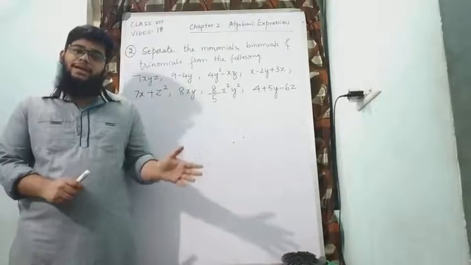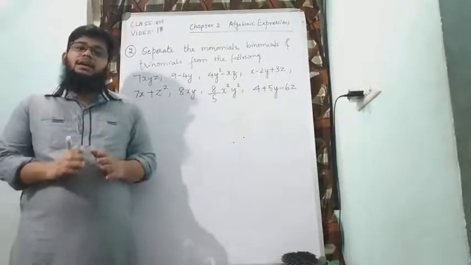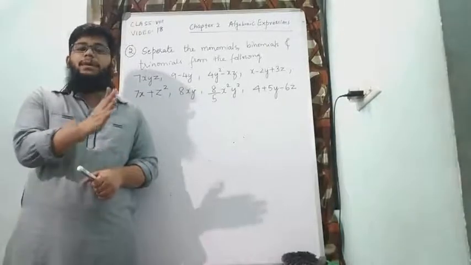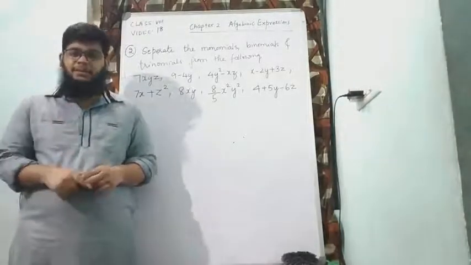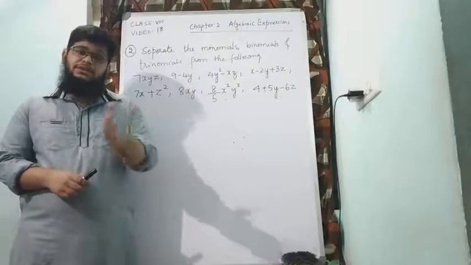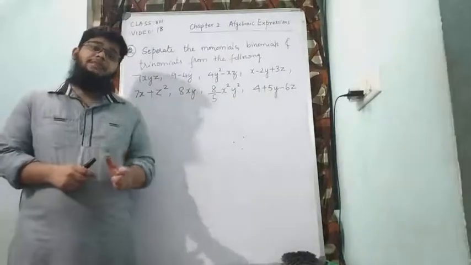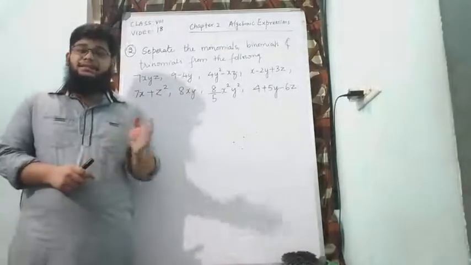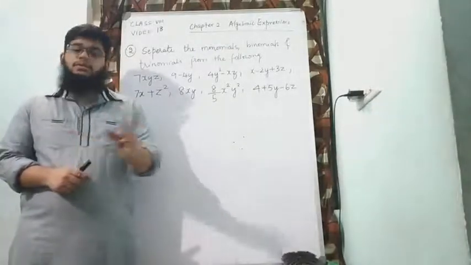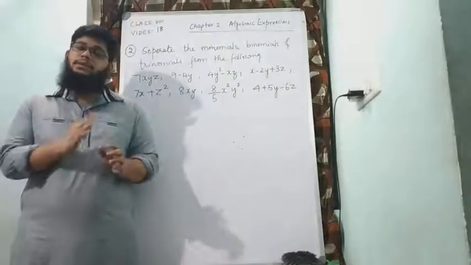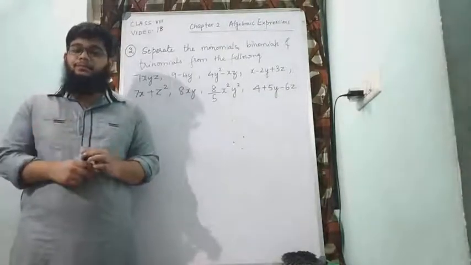5x, 2y, 7xyz. You can call them separate terms only if they are separated by a plus sign or a minus sign in between. For example, 7 plus x are two terms. 7 is one term, x is another term. That becomes an example of a binomial. 7 plus x plus y: 7 is one term, x is another term, y is another term. So it becomes three terms and that is an example of a trinomial.